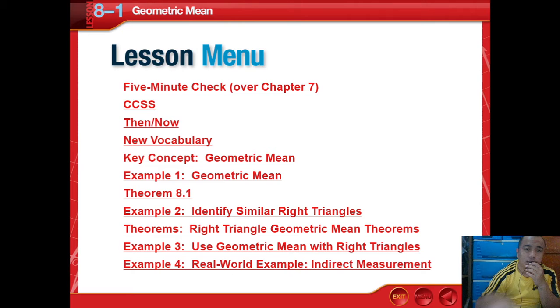So in this lesson, we will be discussing geometric mean, and we're going to also identify similar right triangles, right triangle geometric mean theorems, and then we're going to use geometric mean with right triangles, and use geometric mean in real world examples.